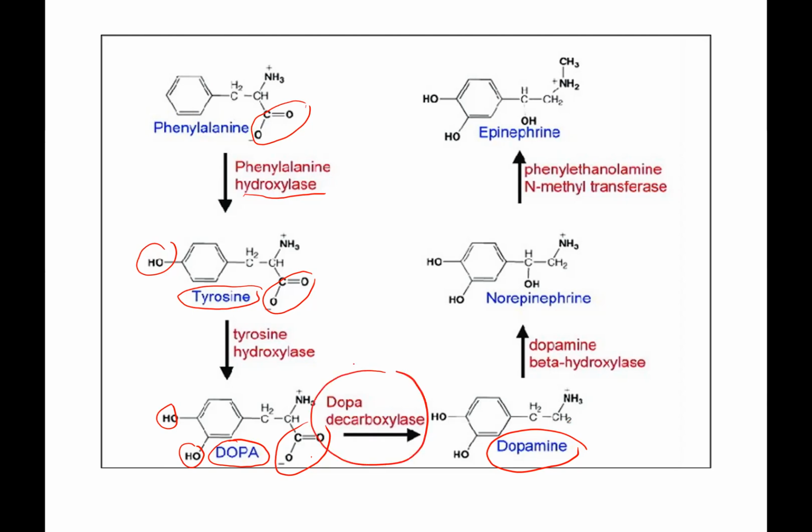You can either increase the activity of DOPA decarboxylase to increase dopamine, or you can suppress the DOPA decarboxylase by drugs. If you suppress DOPA decarboxylase, then it doesn't act, so less dopamine is produced. If you enhance the DOPA decarboxylase, more dopamine is produced. Dopamine is an amine, no more an acid.